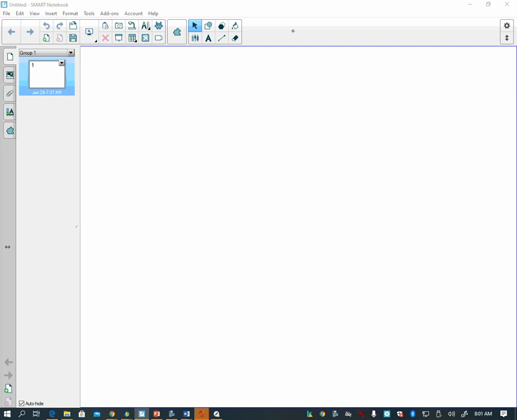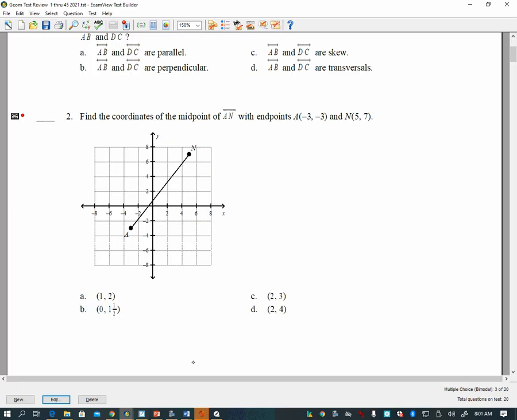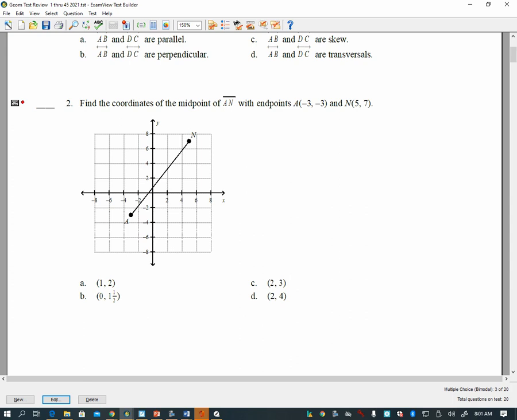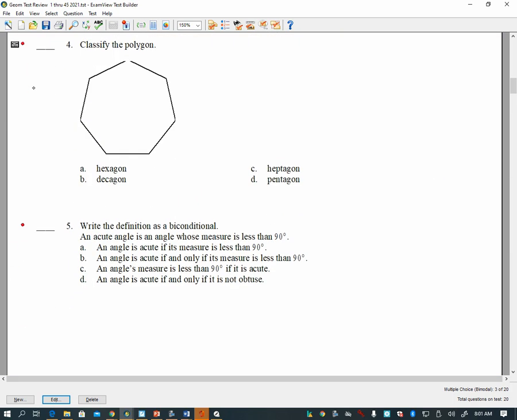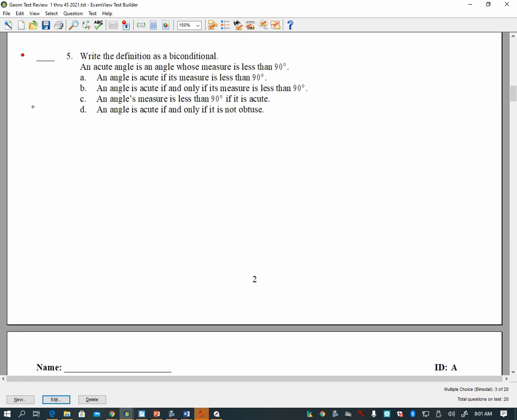This is our geometry review 1 through 45, part 1. Our top 5 questions that have to be covered for this class start with number 5.